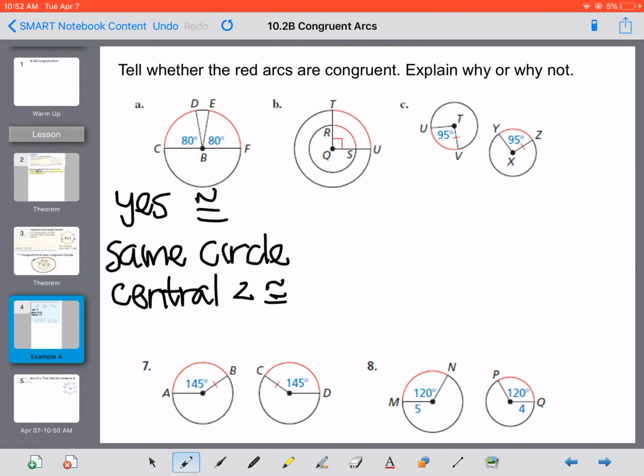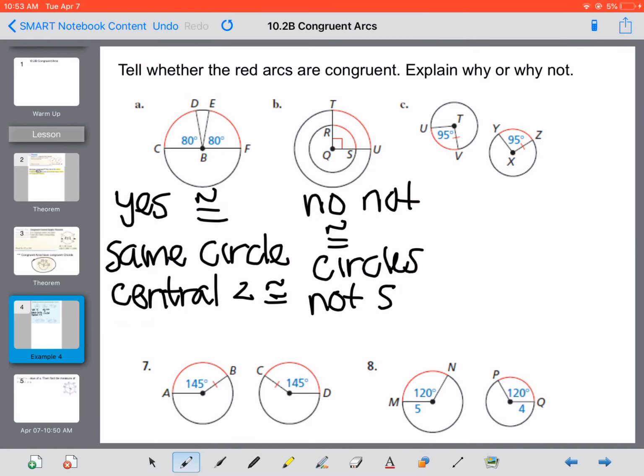Okay, so then part B. We're looking at the red arcs there. They both do have the same central angle, but the problem is that the circles are not the same. So because the circles are not the same, then those arcs are not going to be congruent. So no, they're not congruent, because the circles are not the same, meaning they don't have the same radius.